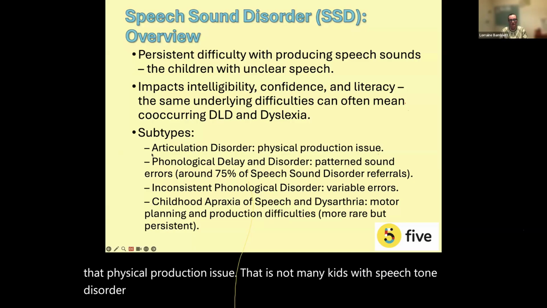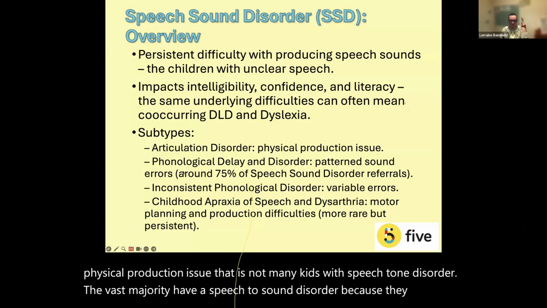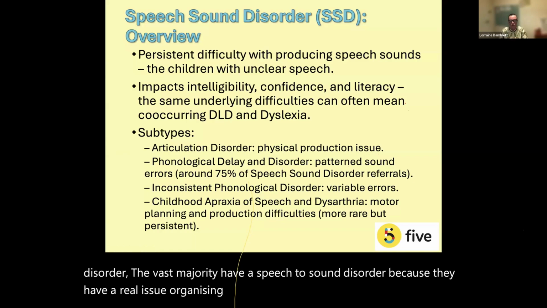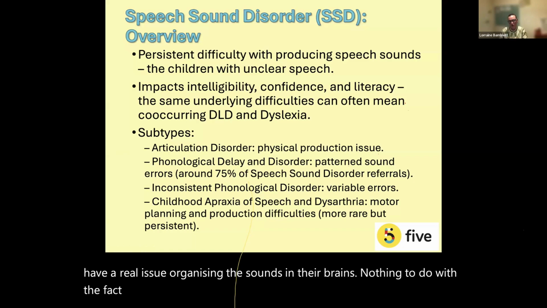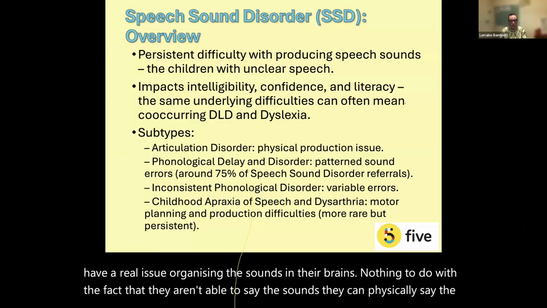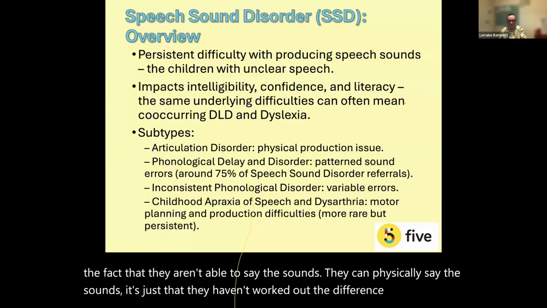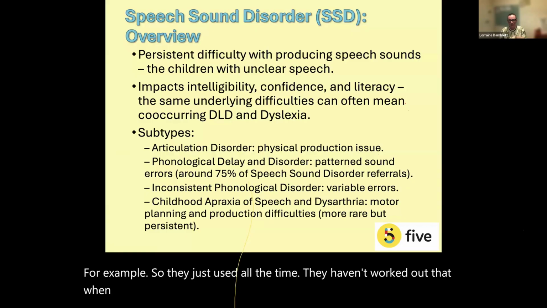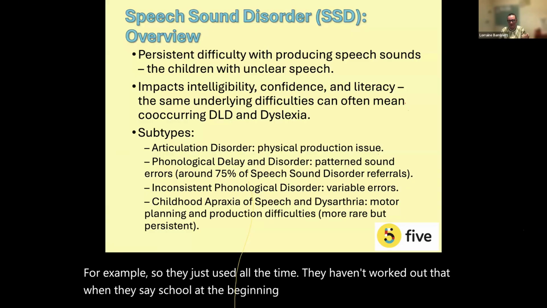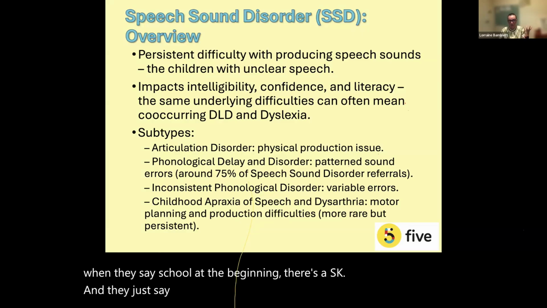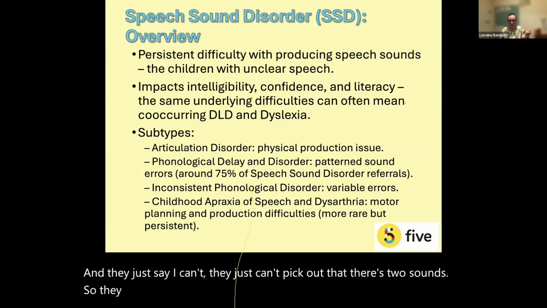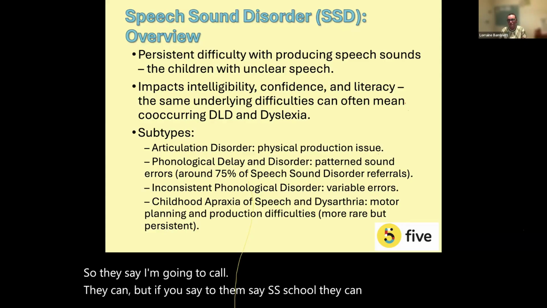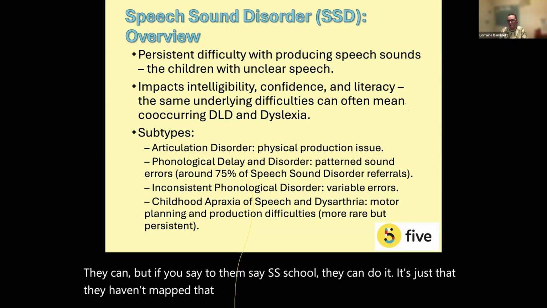The vast majority have a speech sound disorder because they have a real issue organising the sounds in their brain. It's nothing to do with the fact that they aren't able to say the sounds. They can physically say the sounds. It's just that they haven't worked out the difference between a t and a k, for example. So they just use t all the time. They haven't worked out that when they say school, at the beginning there's an sk, they just can't pick out that there are two sounds. So they say, I'm going to call. They can, but if you say to them, say school, they can do it. It's just that they haven't mapped that in their brain, and that's why they're not saying it.